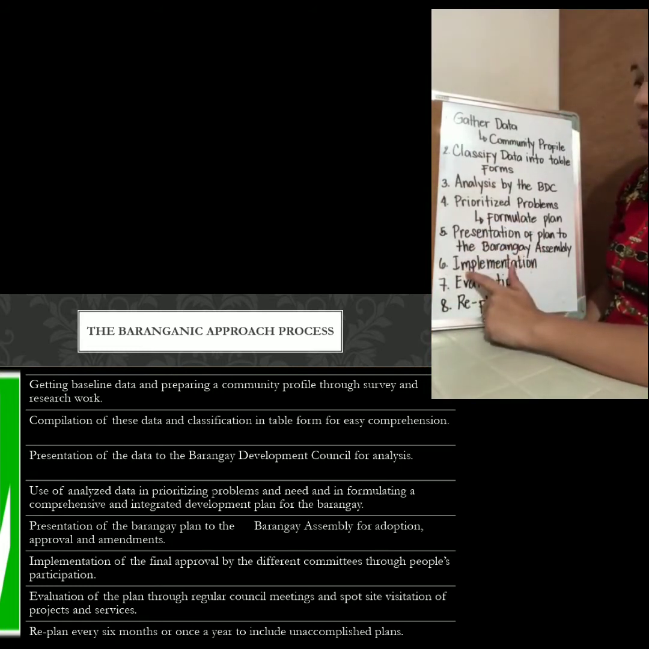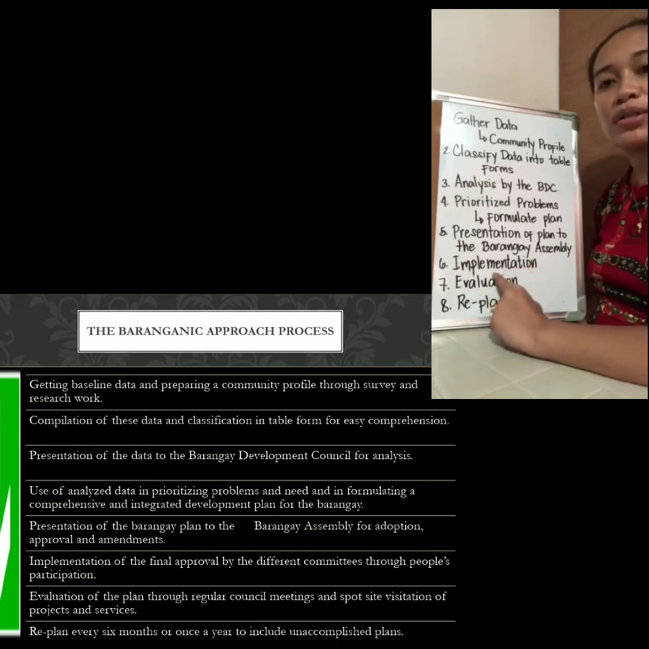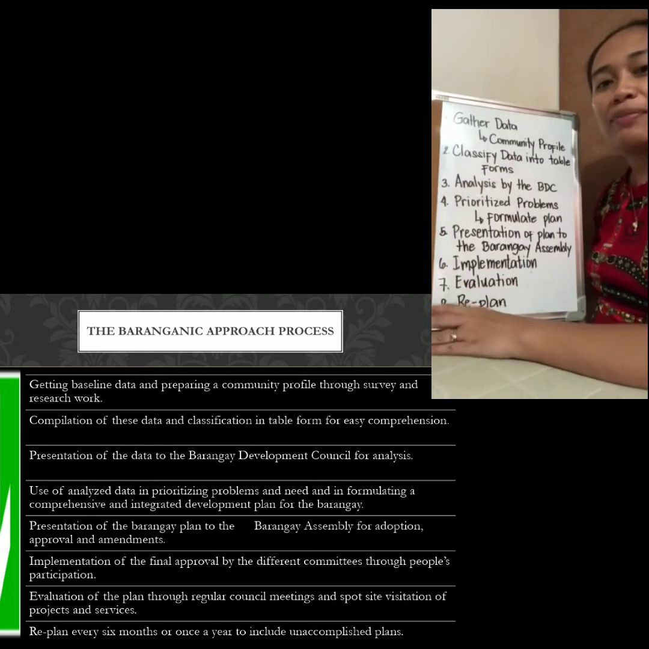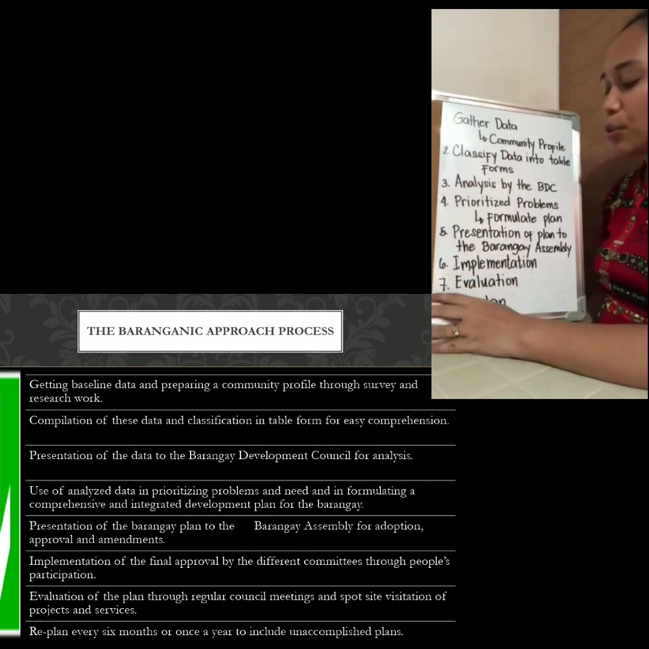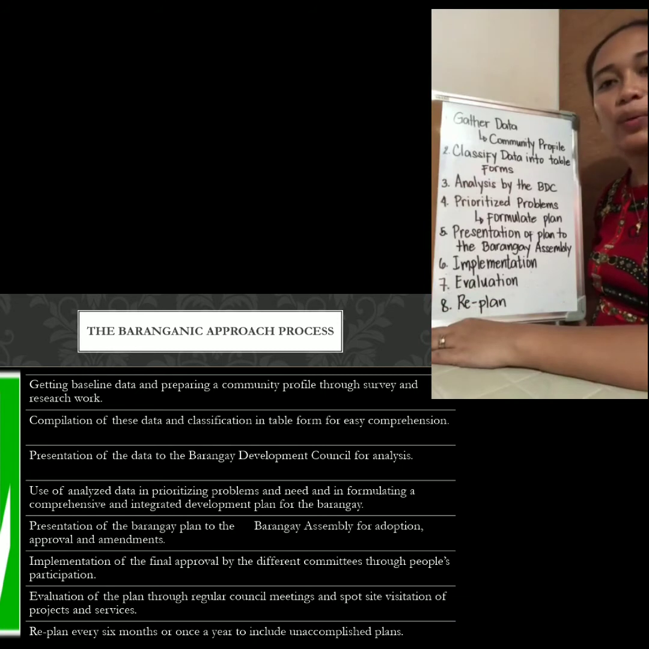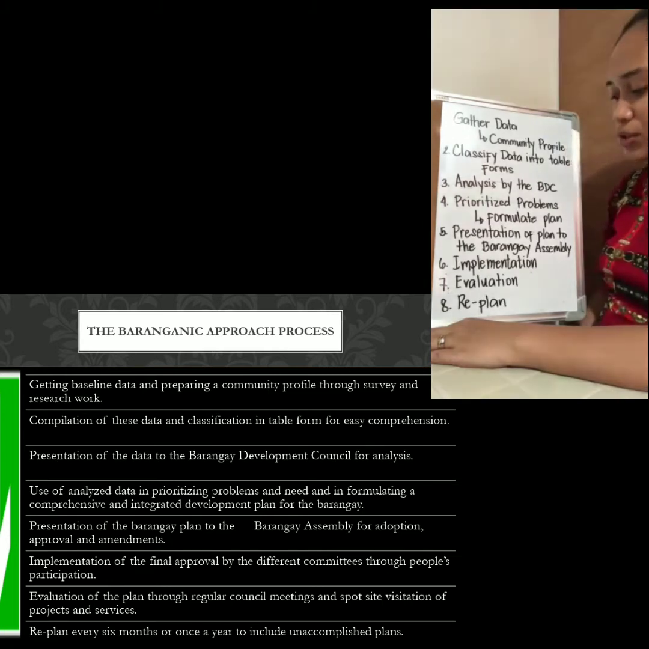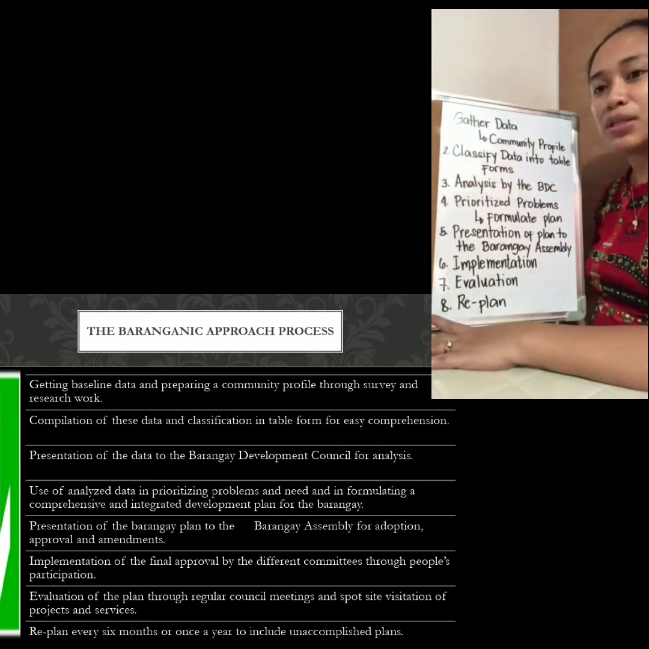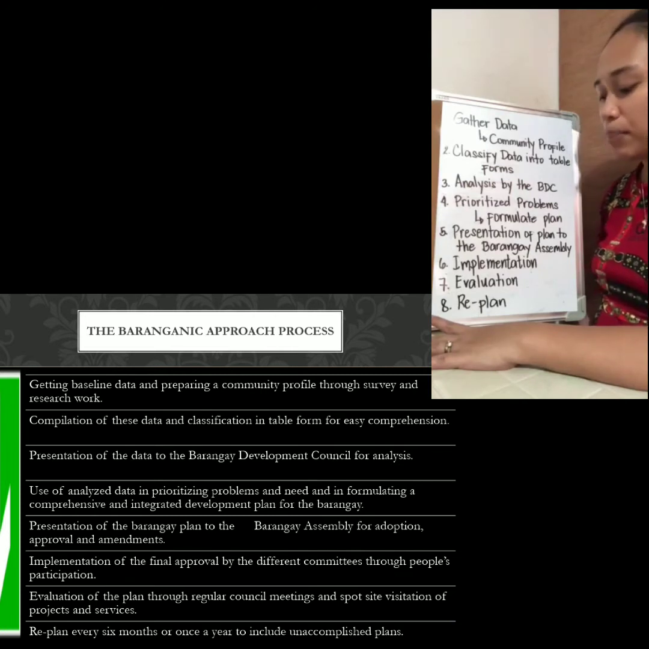After that, it is now in the implementation process. Once it is being implemented, with the final approval by the different committees through people's participation, we will go to the next step, which is the evaluation of the plan through council meetings and spot site visitations of projects and services. Once the evaluation is done, then replanning is the last step. This can be done every 6 months or once a year to include and accomplish plans. So these are the 8 steps of the Barangay-based approach process.